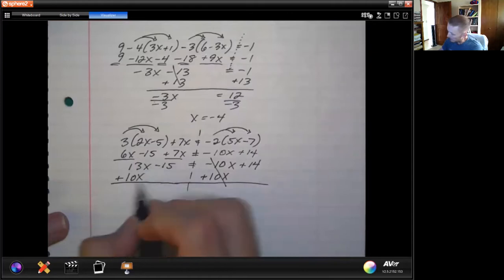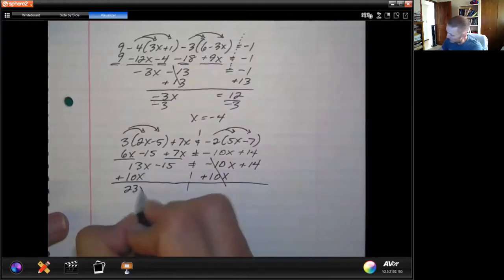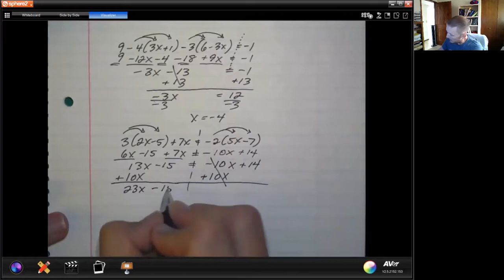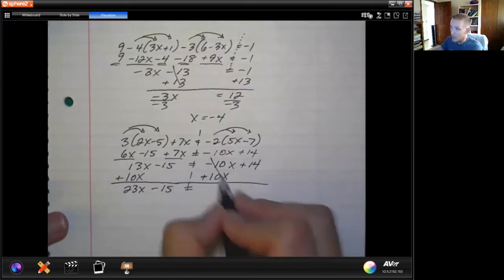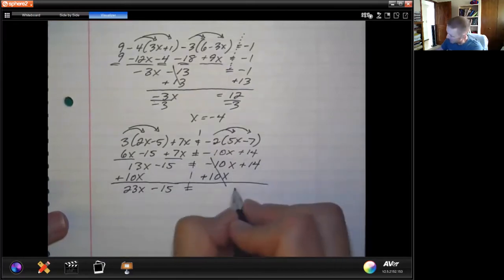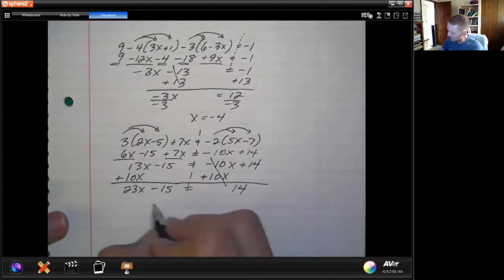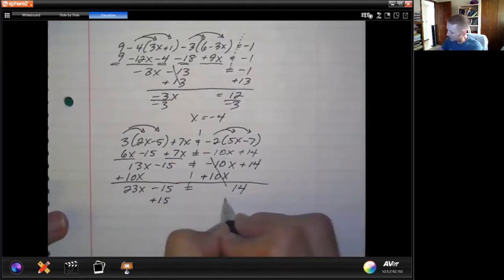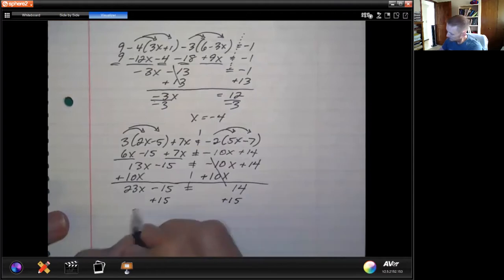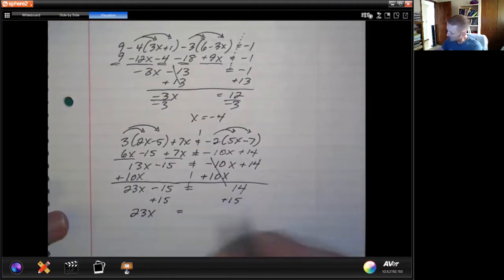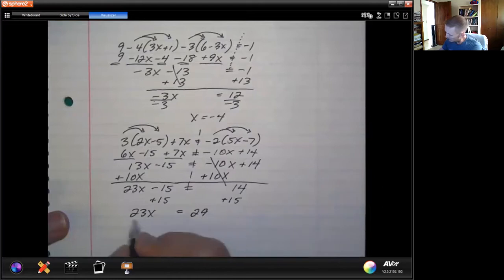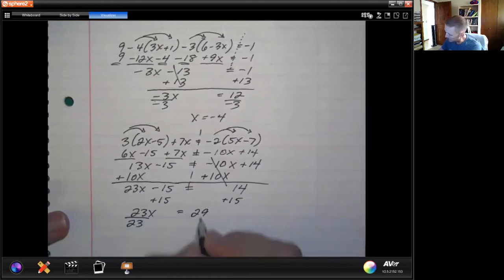Well, 13 and 10x makes 23x. I'm going to bring down the 15. I'm going to bring down the equal sign. The 10x's have canceled out, and I have 14. If I recognize correctly, I have a 2-step equation. My goal is to get x alone, so I'm going to add 15 to both sides. And I'm going to get 23x equals 29. I'm going to get the x alone.